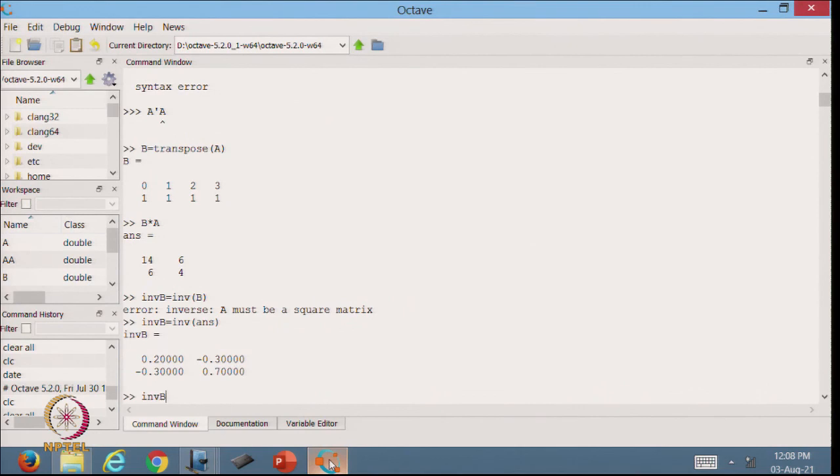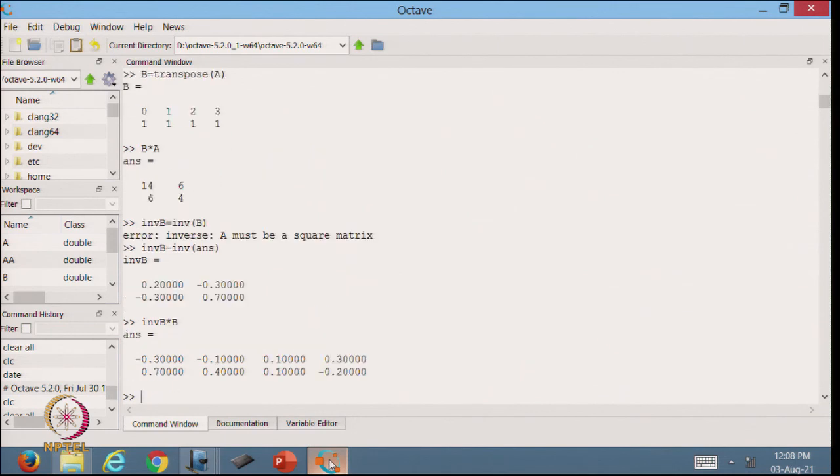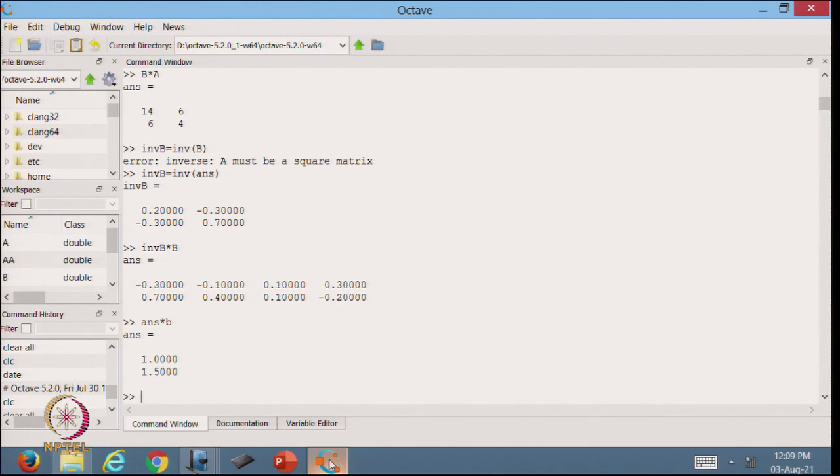So, I have to take multiplication. Now, first I will take this matrix and multiply by A transpose. So, this is my matrix, and now I just take the answer and multiply by B. So, that is my solution.